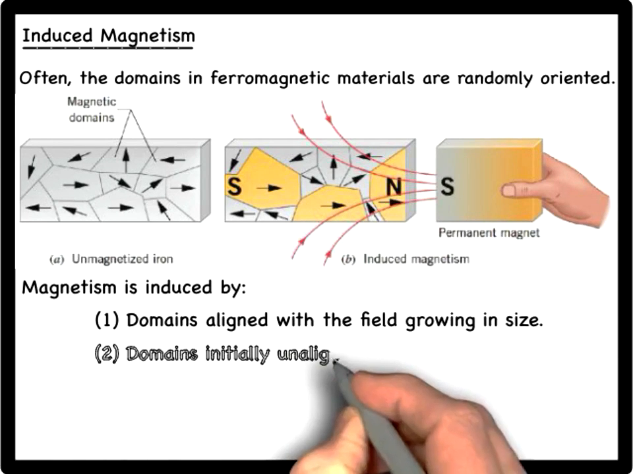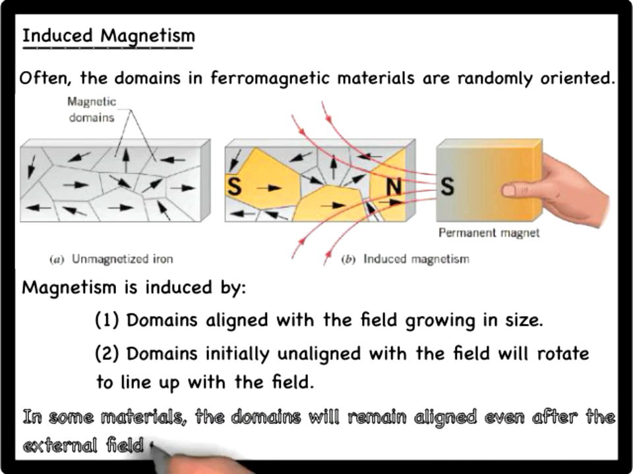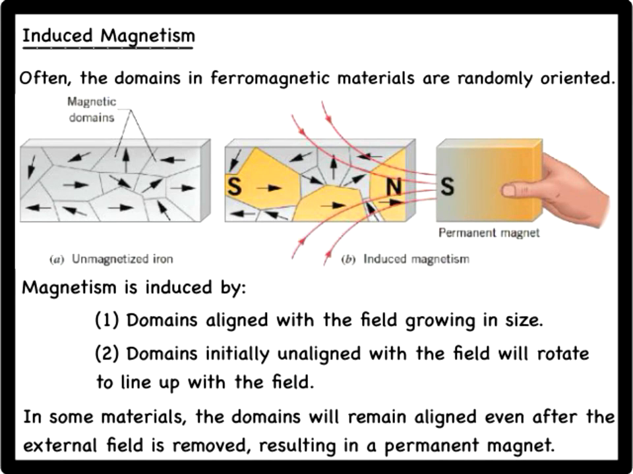Second, the magnetic alignment of some domains may rotate and become more oriented in the direction of the external field. The resulting preferred alignment of the domains gives the iron an overall magnetism, so the iron behaves like a magnet with an associated north and south pole. In some types of ferromagnetic materials, the domains remain mostly aligned when the external magnetic field is removed, and the material thus becomes permanently magnetized.